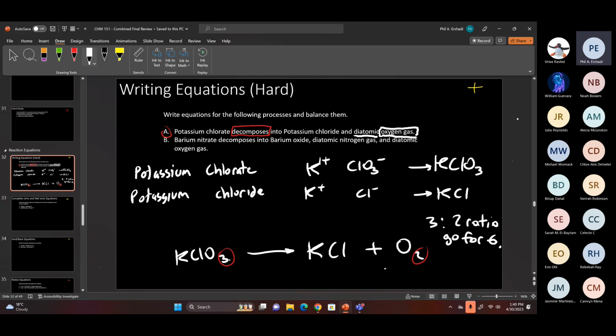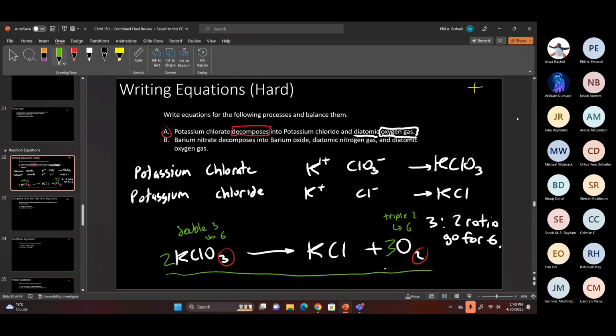So to make this 3 into a 6, we have to double it to make 6. So we put a 2 in front. Then for O2, we have a 2, so we need to triple that to make the 6. So we put a 3 in front of that. And that is how we write an equation based on a description and balance it.